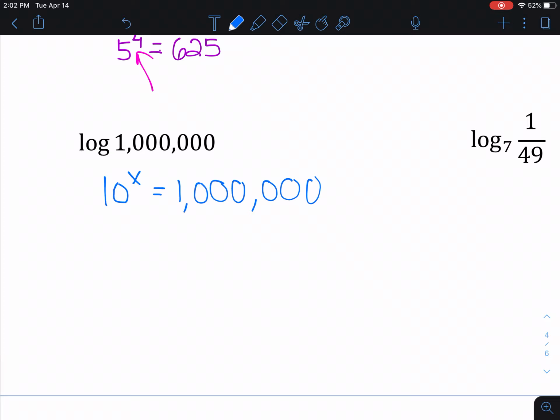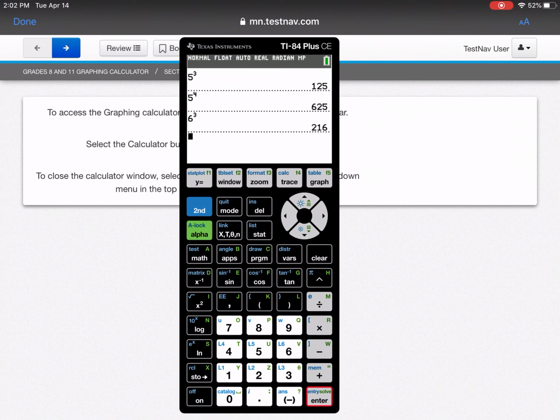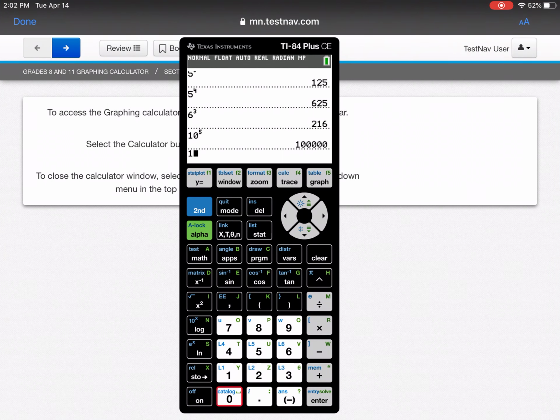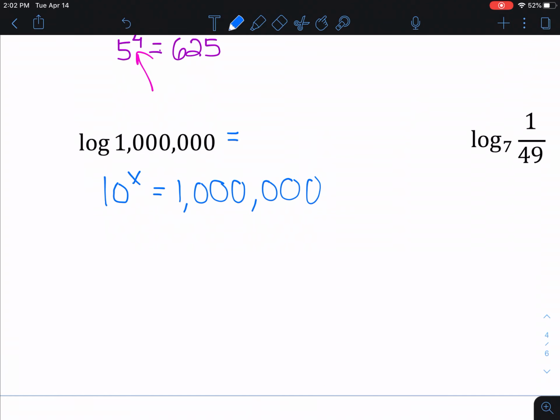Okay, and then you would play around on your calculator until you get that. So let's see, 10 to the fifth is 100,000. 10 to the sixth is 1,000,000. So there we go. Okay, so this means this is equal to 6, okay? Because 10 to the 6 is equal to 1,000,000.